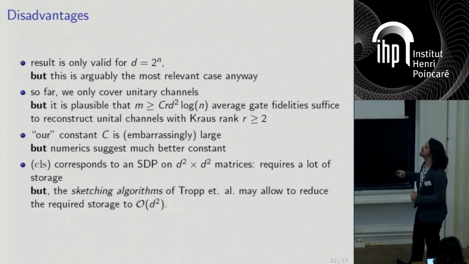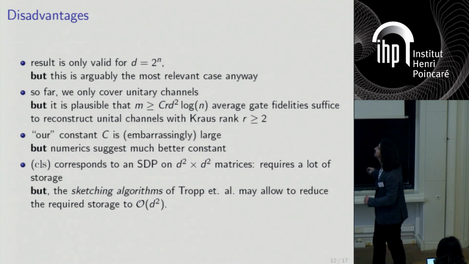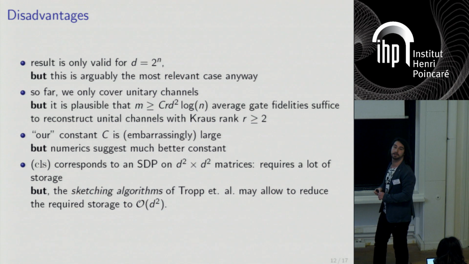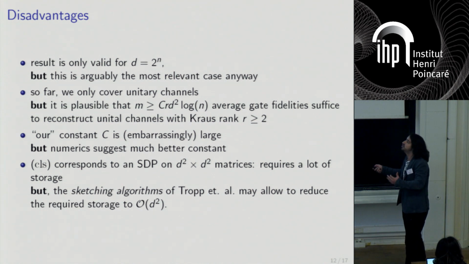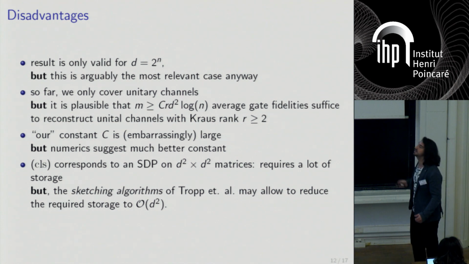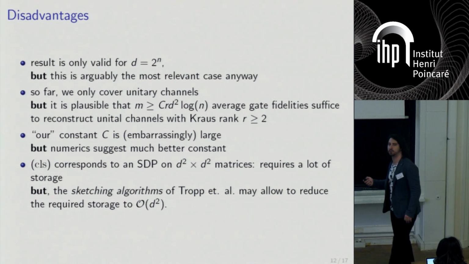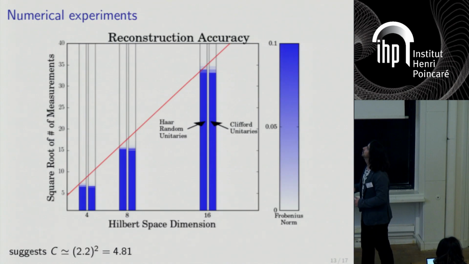But I think that recently developed sketching algorithms or non-convex algorithms actually allow us to reduce the required storage to an order of d squared again, which is to be expected because the solution is a unitary channel, so to store the solution it requires d squared many parameters. But I think it's possible to press down the storage there as well to go to even larger systems.